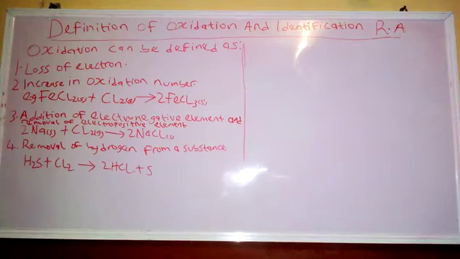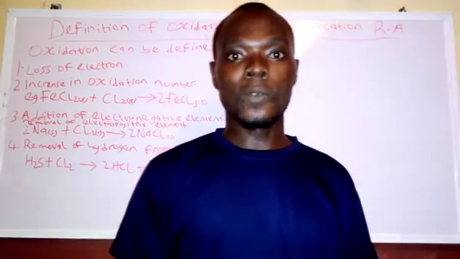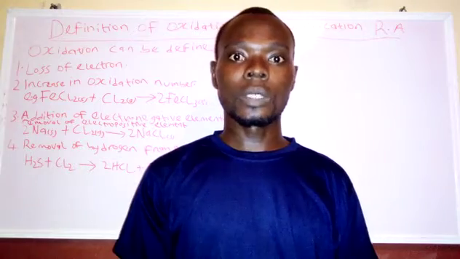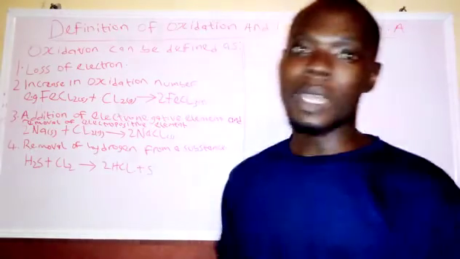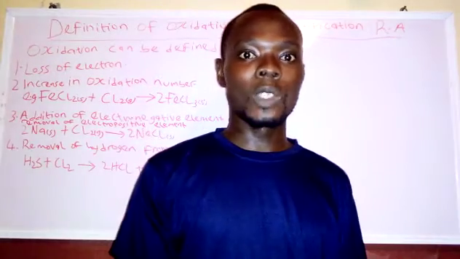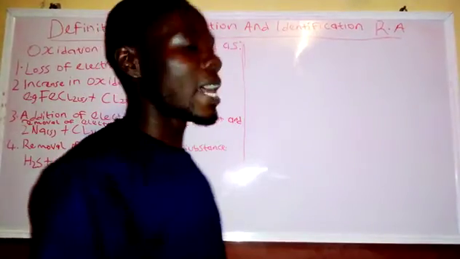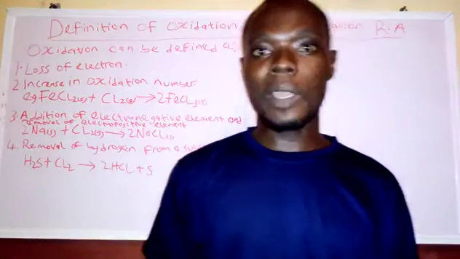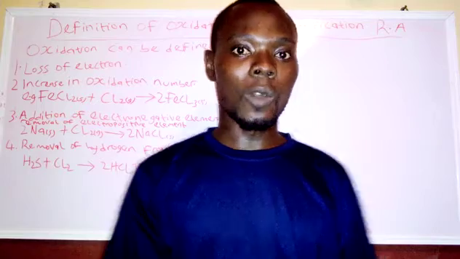Welcome back. In the previous video, I gave the basic definition of oxidation and reduction, and I said that the definition actually goes beyond that. So in this video, we'll be examining other definitions of oxidation. Now, oxidation can be defined as the loss of electron. So in short, oxidation is loss of electron.